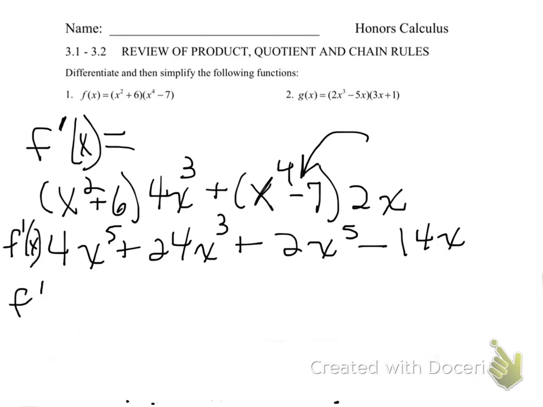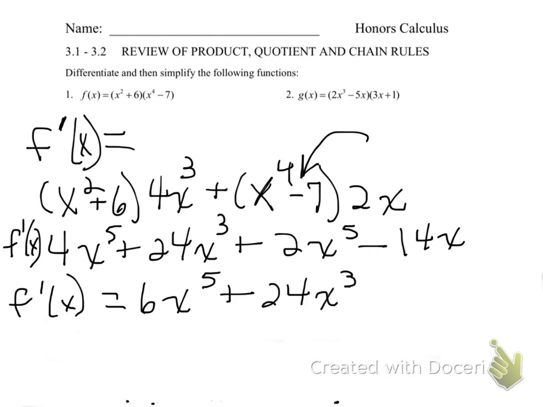So what can I do next? Let's see. There are some things I can probably combine. So it looks to me like I can say 6x to the 5th plus 24x to the 3rd minus 14x. And I think that's a pretty good answer there.